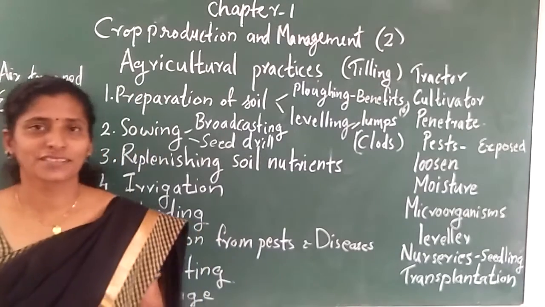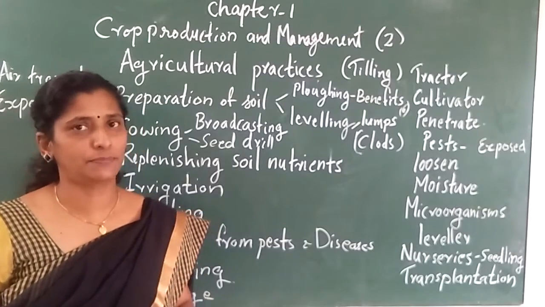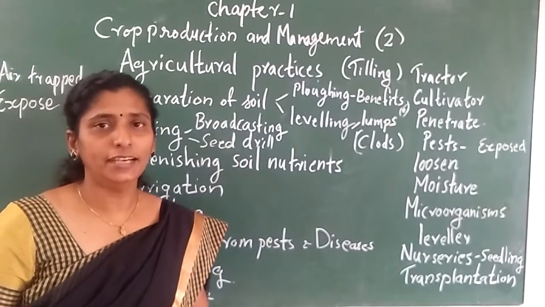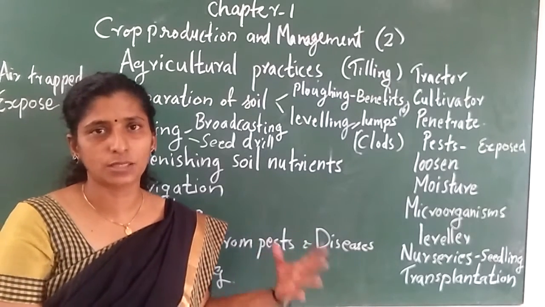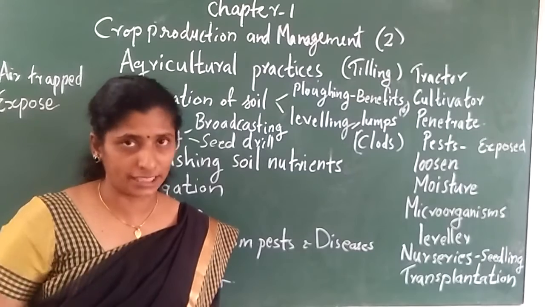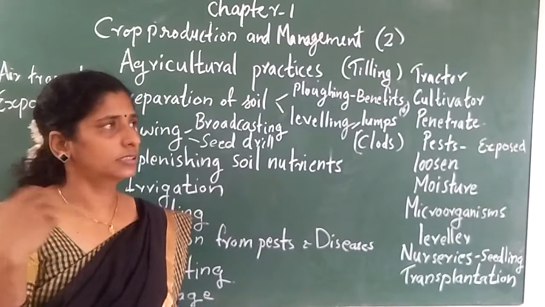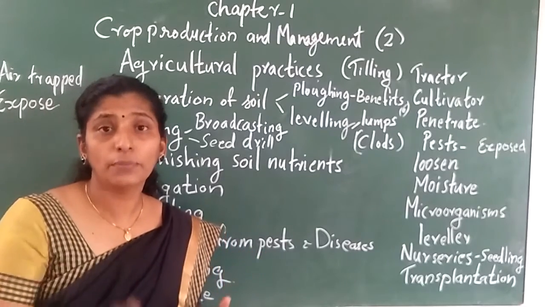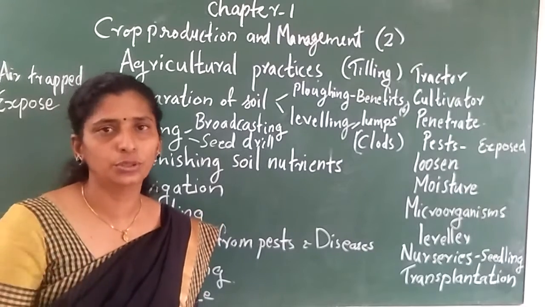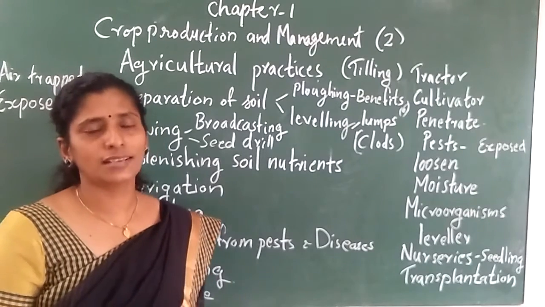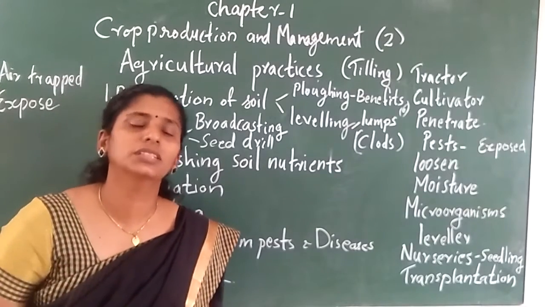Good morning children. Last class we started our 8th class syllabus, the first chapter, Crop Production and Management. Today is the second part of that. In the first class we discussed what is a crop, what is meant by agriculture, why we need to do farming, and the implements. What are implements? Implements are nothing but tools needed to do farming. So in today's class we are going to discuss how farmers do farming.